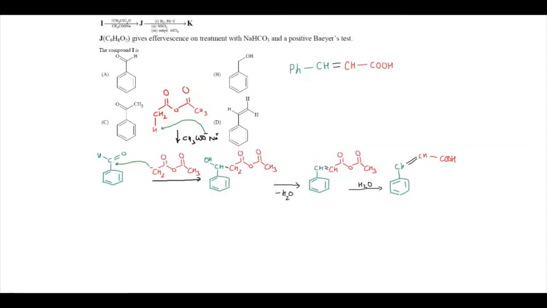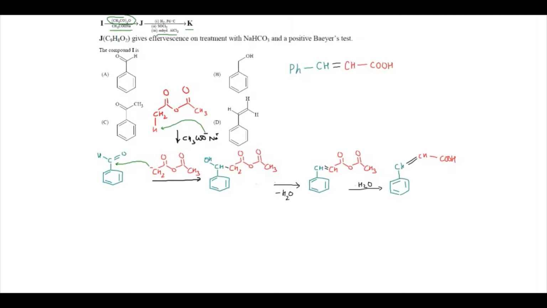In this question, a sequence of reactions has been given. It has been said that I is transformed to J in presence of acetic anhydride and sodium acetate. So, acetic anhydride and sodium acetate transform I to J. Now, J reacts with H2 in presence of palladium charcoal and thionyl chloride and anhydrous AlCl3 to give K.